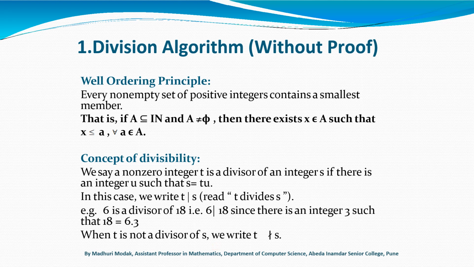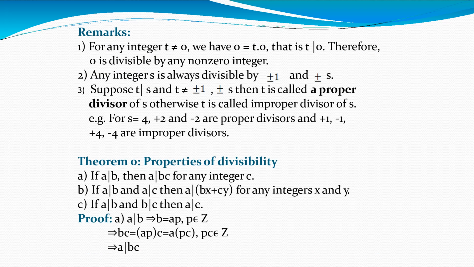For example, if I consider t equal to 5 and s is equal to 13, then in that case, I am not getting an integer u such that 13 is equal to 5 into u. Now, for any integer t not equal to 0, means for any non-zero integer t, we can write 0 equal to t into 0. It means by definition t divides 0. So, we are getting here that every non-zero integer divides 0. In other words, 0 is divisible by any non-zero integer.